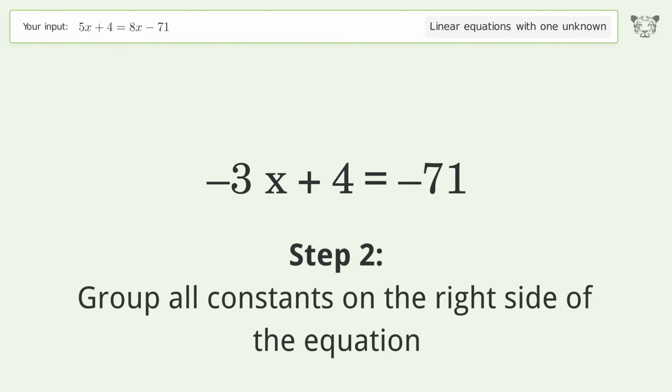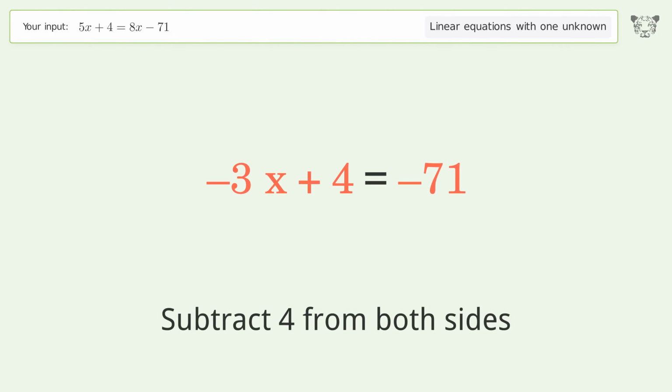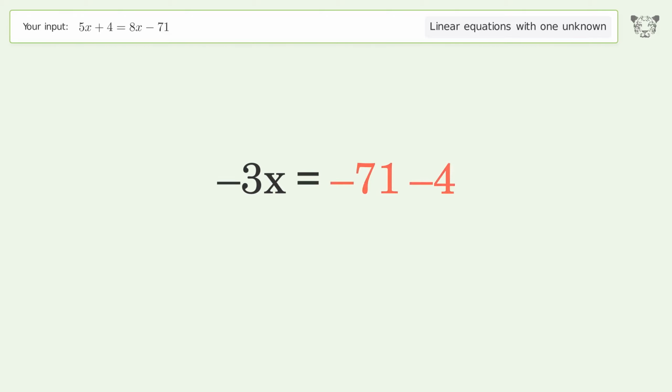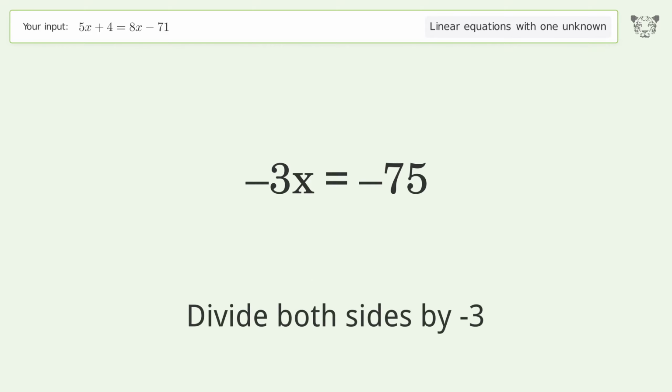Group all constants on the right side of the equation. Subtract 4 from both sides. Simplify the arithmetic. Isolate the x. Divide both sides by -3.